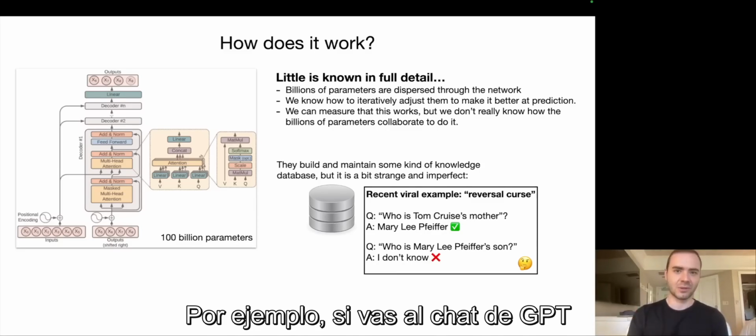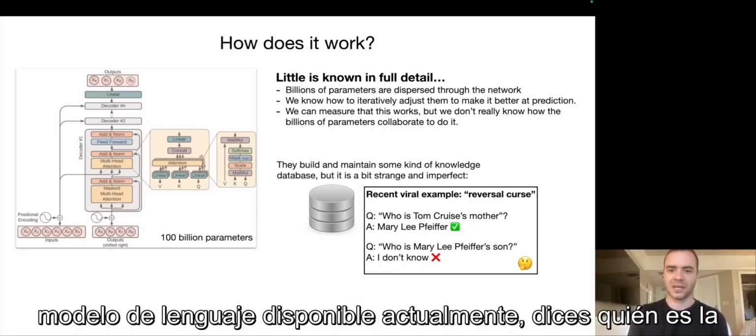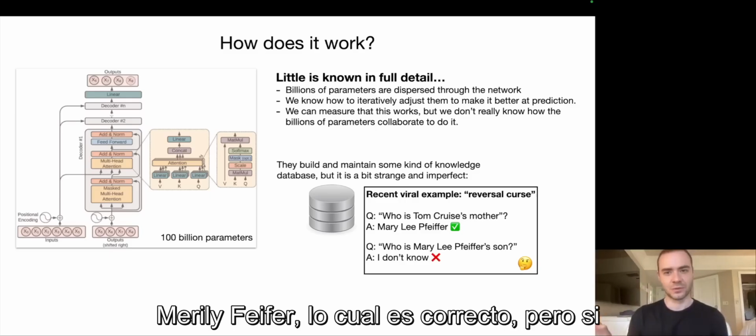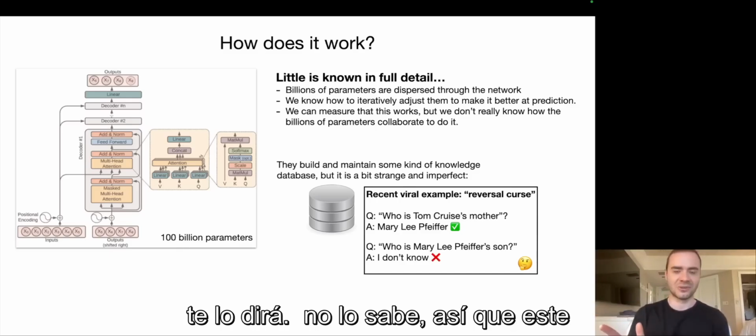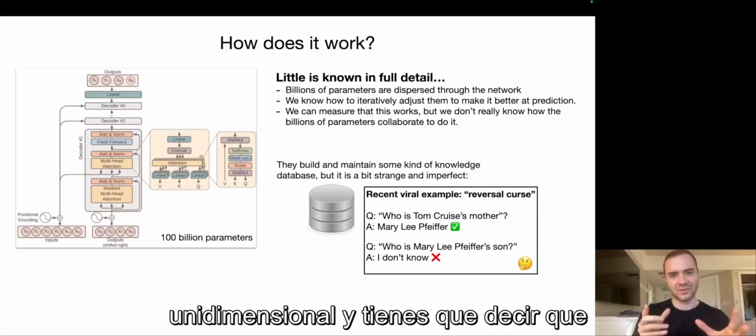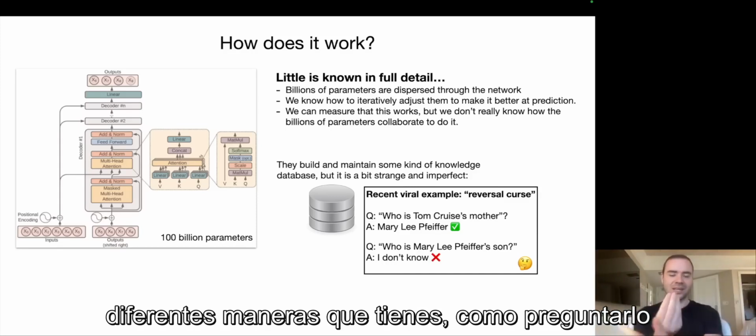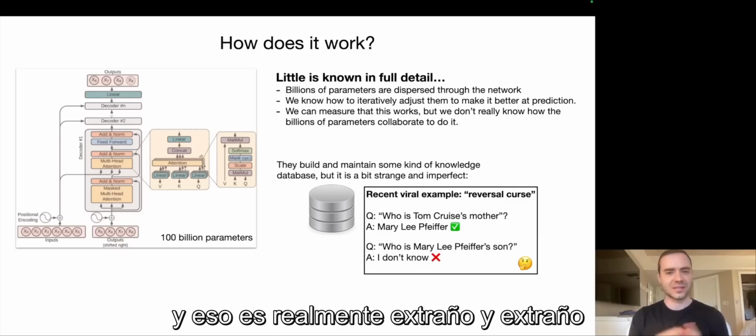As an example, if you go to ChatGPT and you talk to GPT-4, the best language model currently available, you say, who is Tom Cruise's mother? It will tell you it's Mary Lee Pfeiffer, which is correct. But if you say, who is Mary Lee Pfeiffer's son? It will tell you it doesn't know. So this knowledge is weird and it's kind of one-dimensional. This knowledge isn't just stored and can be accessed in all the different ways. You have to ask it from a certain direction almost. And so that's really weird and strange.